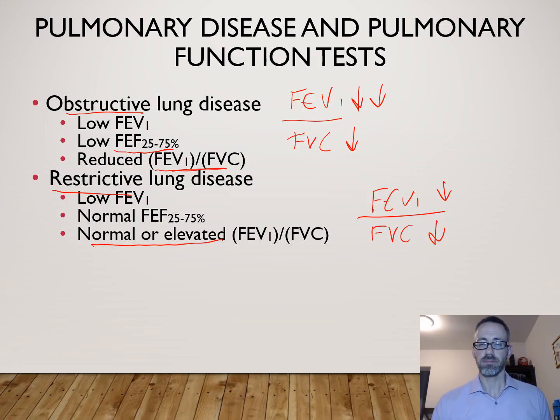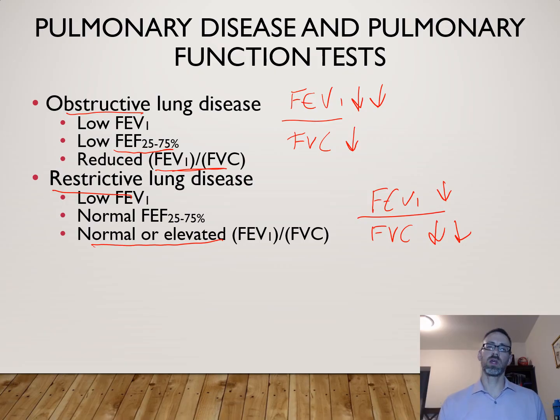And the ratio of the two, they usually are both reduced to a similar extent, so the ratio ends up being the same. It could be 80%. In some cases, the decrease in the forced vital capacity could be to a greater extent than the FEV1, and so therefore the ratio would actually go up. It would go above 80%. It can go 80 to 90% or 100%.